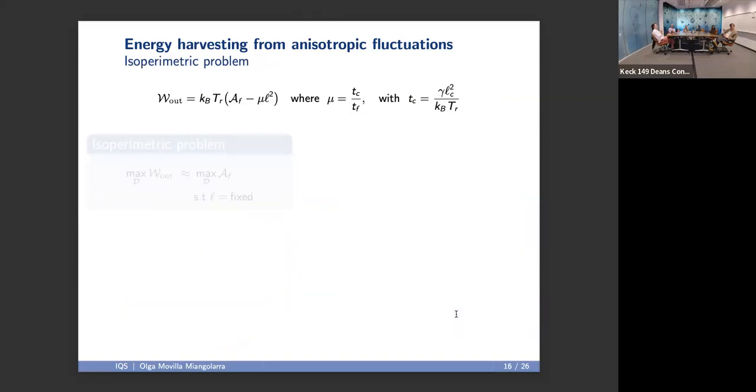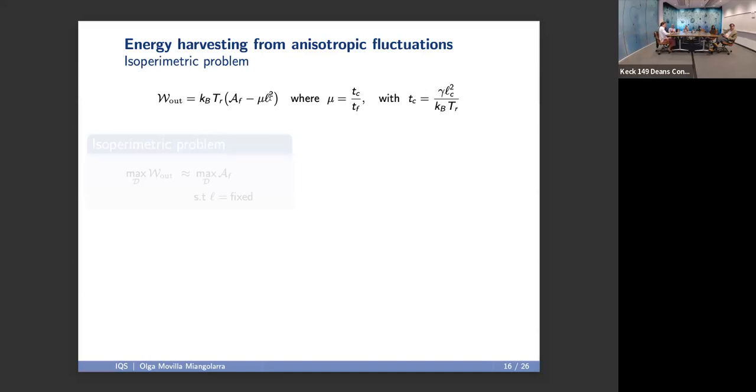So again, we wanted to maximize work output over a thermodynamic transition. Now we can write work output as this constant times this difference between this weighted area and this length squared, weighted by some parameter mu. And this mu is nothing but the characteristic time of our system, a constant that is given to us, divided by tF, which is the period of our cycle.